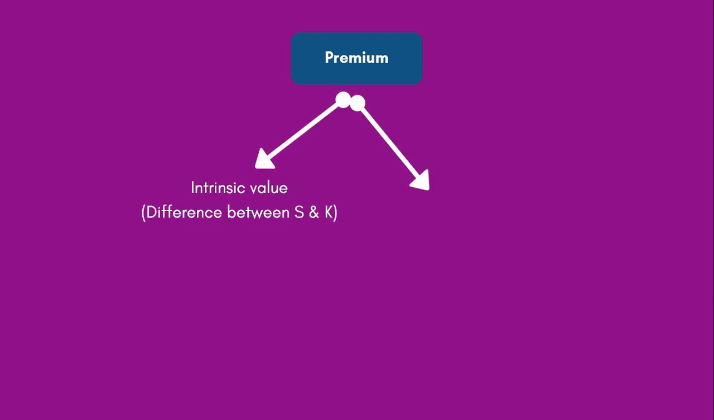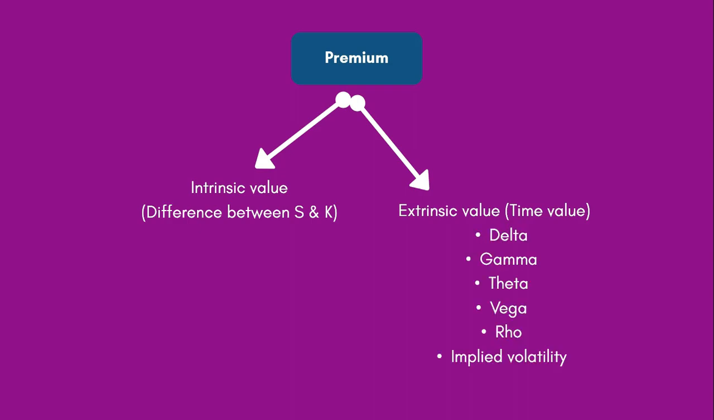Now moving ahead, when we talk about option premium, the option premium is also made up of two values. This is also what we have covered in our last videos. It is made up of intrinsic value, that is the difference between current market price and strike price, and extrinsic value, also called time value. We have already studied that intrinsic value is nothing but the difference between current market price and strike price, whereas extrinsic value is made up of several factors.